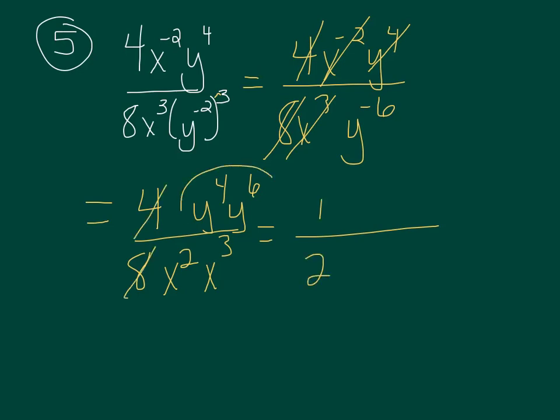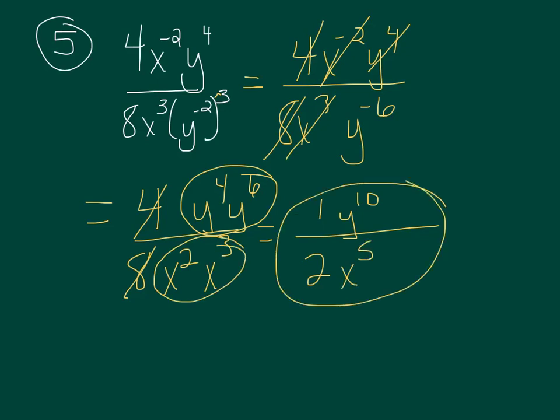Now I have my y's. y to the 4th times y to the 6th, so we're going to add because it's multiplication. And then x to the 2nd times x to the 3rd is x to the 5th. And there's your answer.